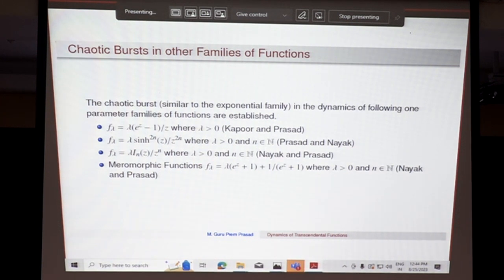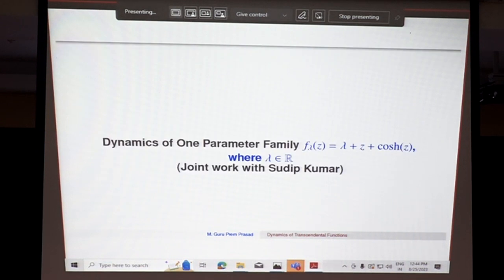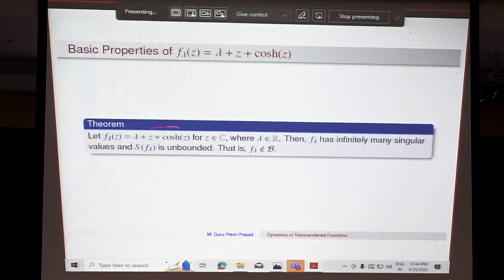Of course, some more functions we have also done, and this is one function on which one of my students is recently working. This is an entire function. This is not in any of the classes. The set of all singular values becomes unbounded. So tracing the forward orbit becomes difficult, but fortunately we are able to track it because all of them lie on some straight lines. So we are able to track it.